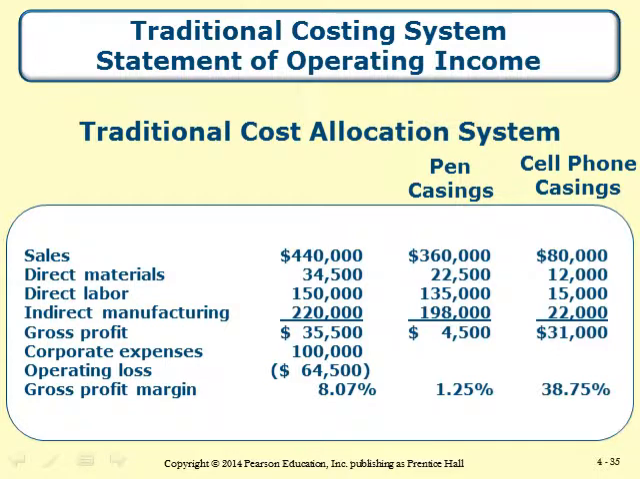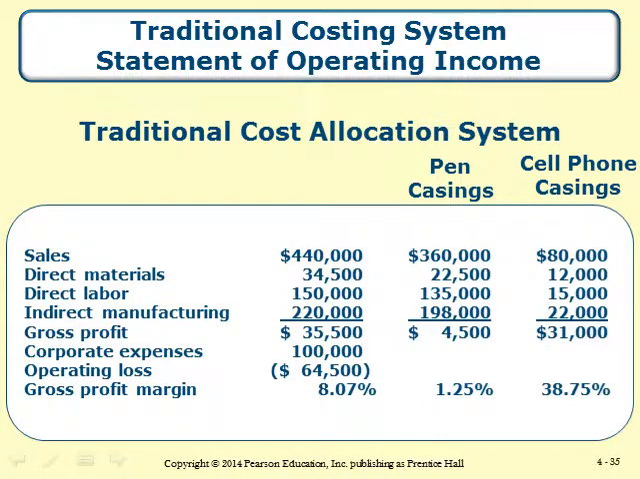So this exhibit shows the company's traditional cost accounting system in Panel A and the related two financial reports for the most recent quarter in Panel B. And so to the left we see the total sales of $440,000, direct materials of $34,500, direct labor of $150. We work down to a gross profit of $35,500 with corporate expenses of $100,000, resulting in an operating loss of $64,500.